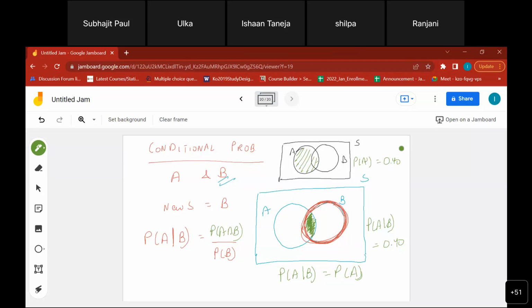You know the formula for A given B? It is probability of A intersection B upon probability of B. It should be equal to probability of A. So you can see we get the formula for independence here. The general condition is this: happening of B should not affect the probability of happening of A. In the original sample space, it was 40%. Even when I change my sample space to event B, it is still 40% of the new sample space. So the chances of A remain the same, whether B has occurred or not.